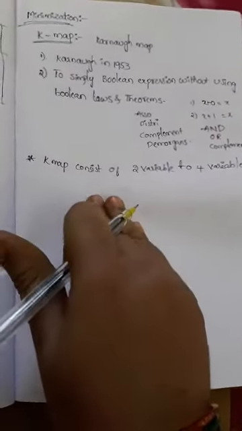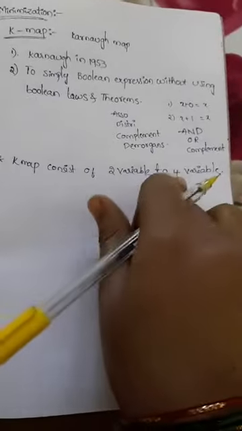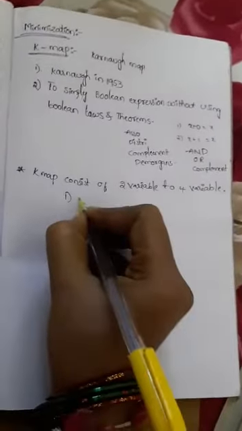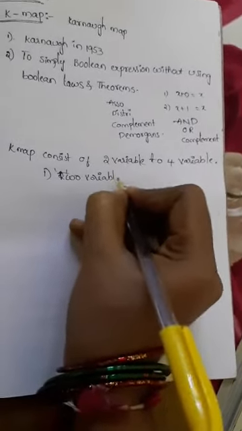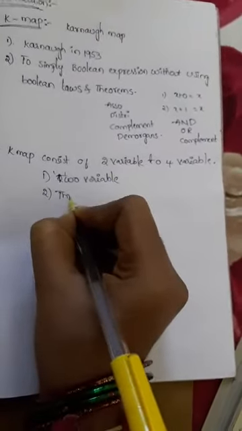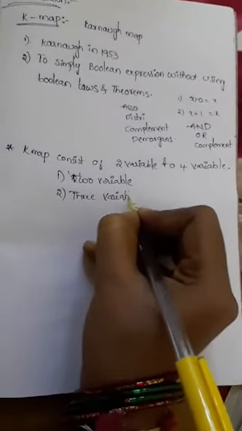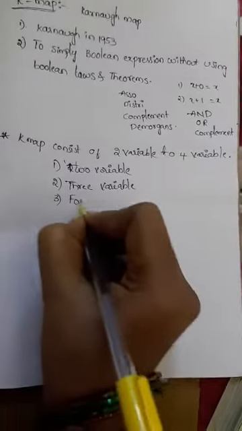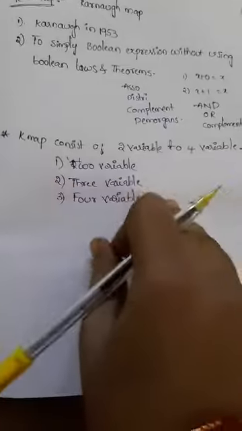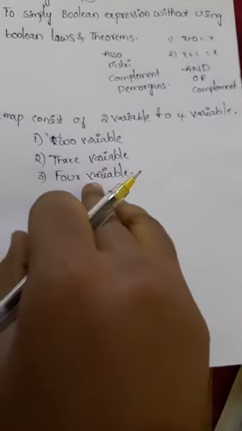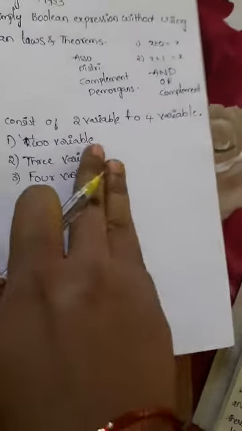From 2 variables onwards, how many K-maps do we have? 2 variable to 4 variable, so totally we have 3 K-maps. One is the 2 variable K-map, and the 3 variable K-map, and the 4 variable K-map. So K-map is classified into 3 types. Remember that point.